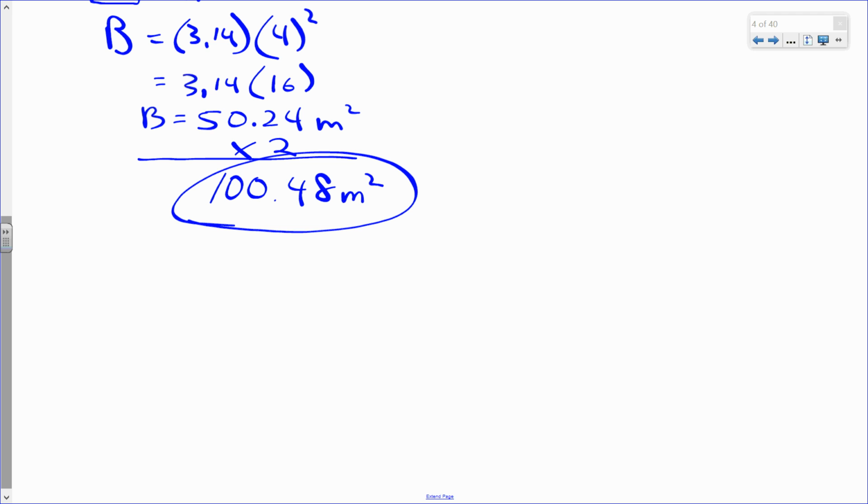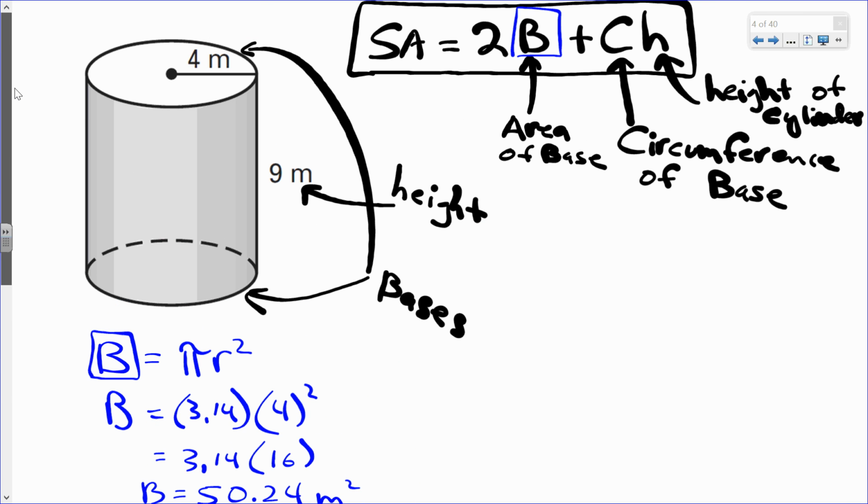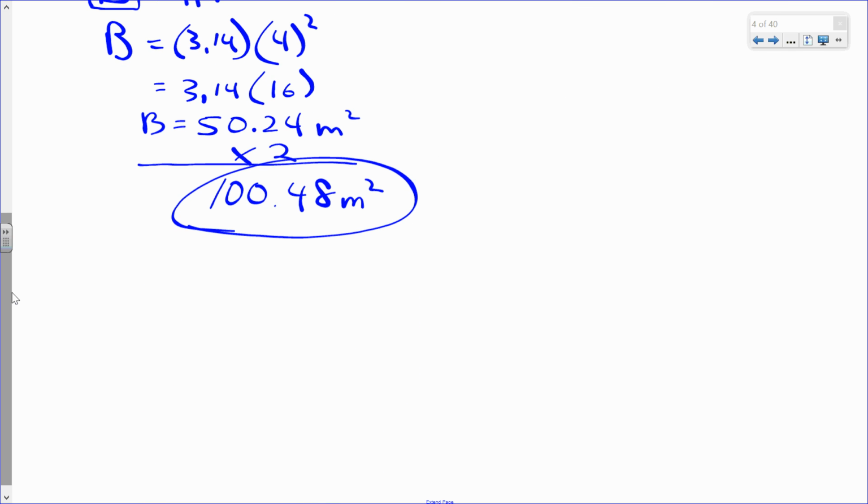Does it matter if you say square meters or meter square? It doesn't. Meter square and square meter mean the same thing. Okay, so that's what we have so far.